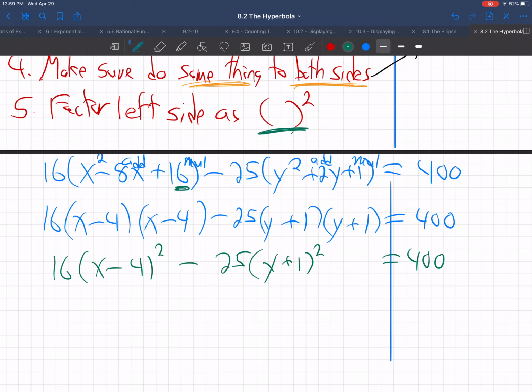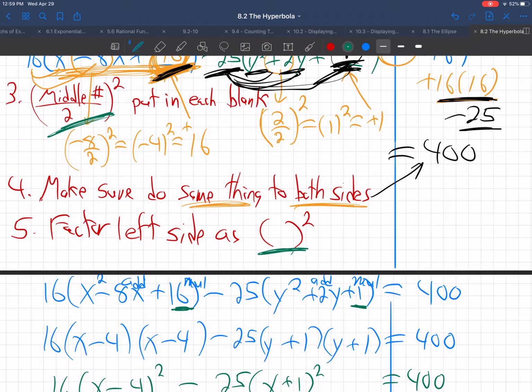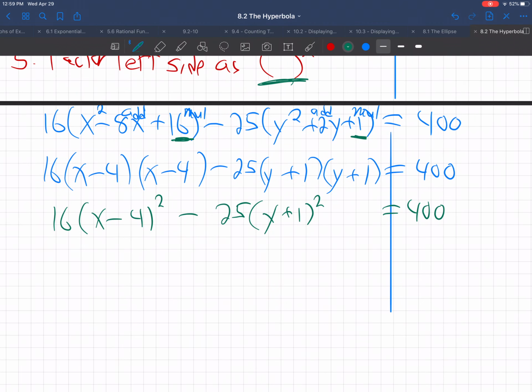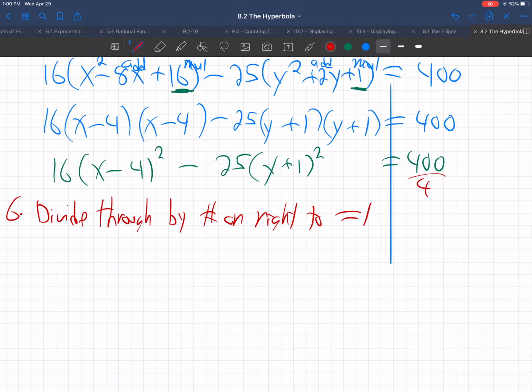That's why we added in that 16 and that 1, because those were the perfect numbers, which we found by middle number over 2 squared. That'll always do it for you. Perfect number to make it factor as a square. Last step, divide through by the number on the right to equal 1. So now I just divide through by 400, 400, 400, like that. So what do we have?